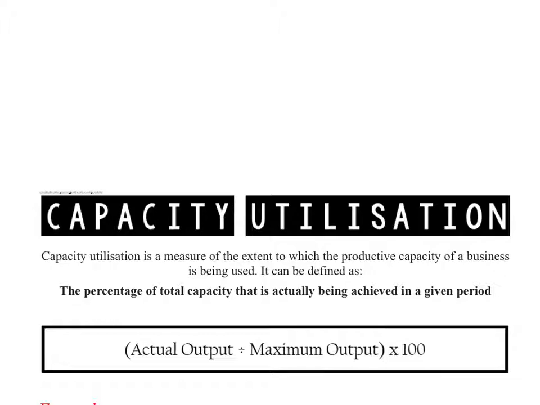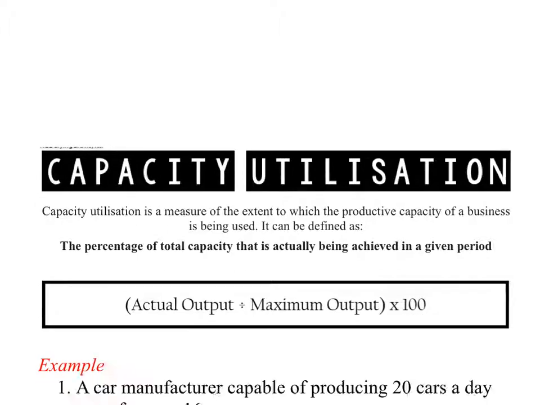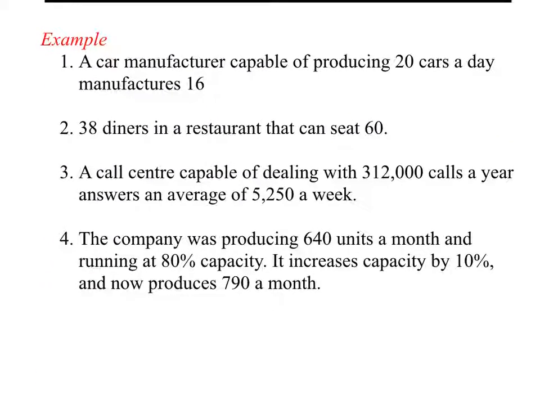So with capacity utilisation, we don't want a low number, but we also don't want it to be too high, which again I'll go over later. So the formula, as I've mentioned before, is actual output divided by maximum output times by 100. So the best way to do this is just by practice. So what I want you to do is have a go at these 4 questions. They get more challenging as they go along.